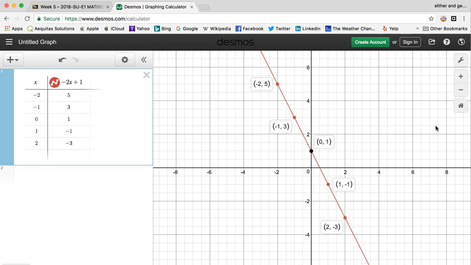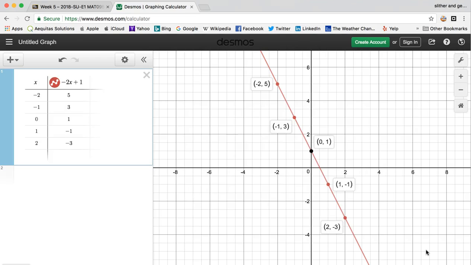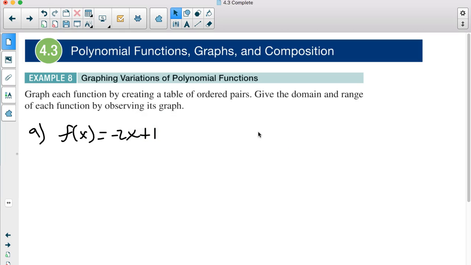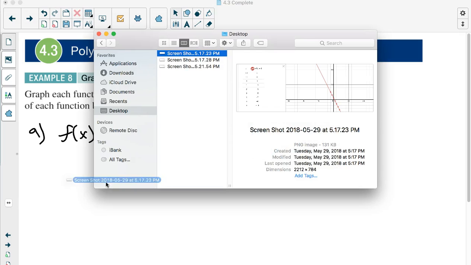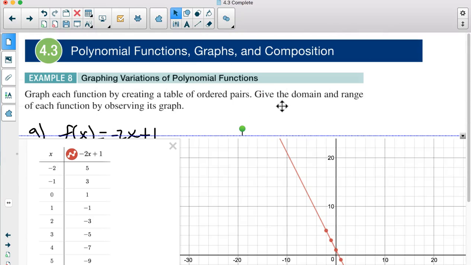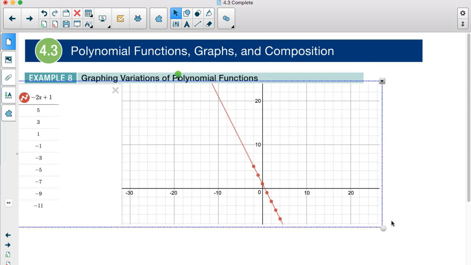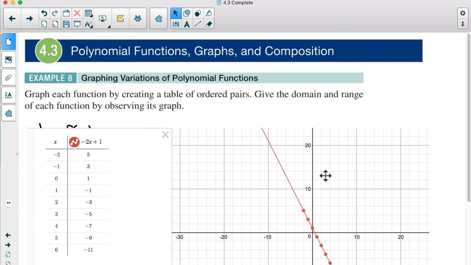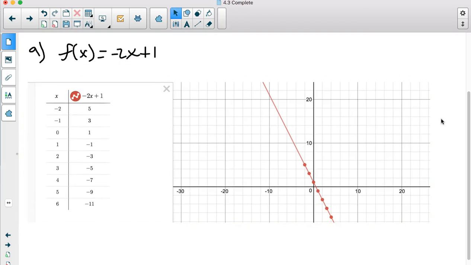What I want to do here is take a screenshot of this and put it back into the program that I'm using to show all this. We'll go here, and then we'll just drop that in here. Great. I'll make it a little smaller here.